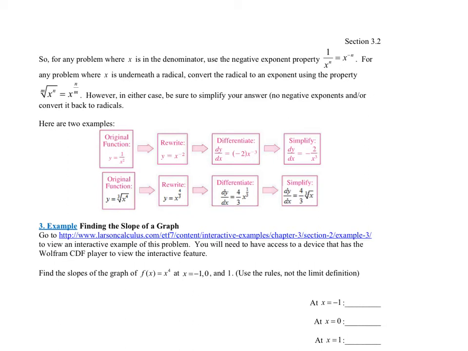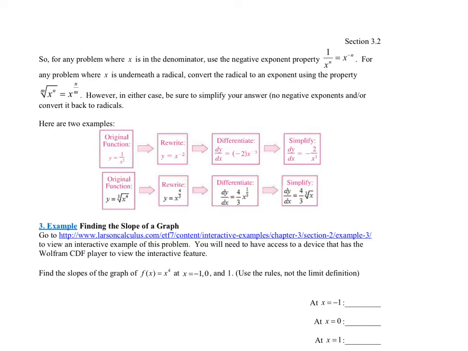So for any problem where x is in the denominator, use the negative exponent property. Move it to the numerator and make that power negative instead. For any problem where x is underneath a radical, convert it to exponential form, using the form that the mth root of x to the n is the same thing as x to the n over m. Again, the numerator is the power, the denominator is the radical.